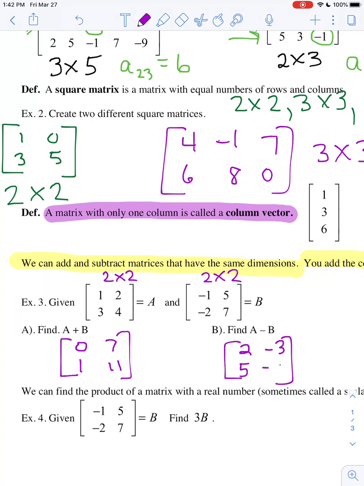Or I'm sorry, I'm looking at the wrong one. 4 minus 7 would be -3. Notice that A and B were 2 by 2 matrices, and the sum and difference are 2 by 2 matrices.